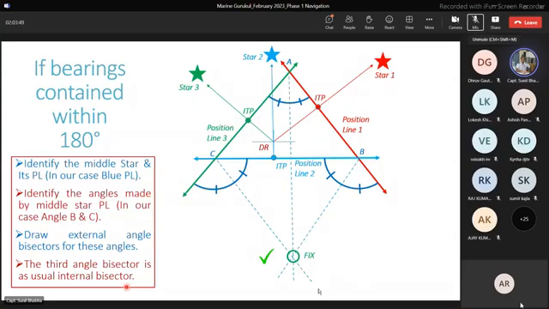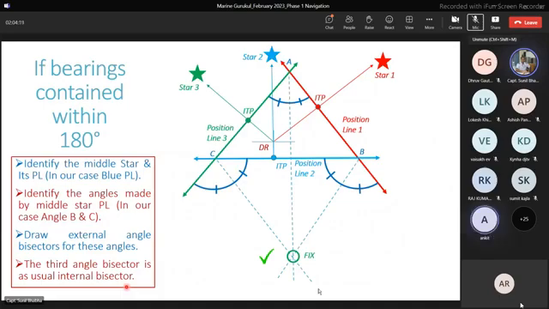Sir, we can take any angle bisector also, correct? Ask again, beta. Sir, like we have taken at this position the bisector of the external angle at C and B. So we can take A and B also. No, beta, no, you cannot take. I told you, middle star, middle PL, and the angles of the middle PL only have to be made into external bisectors.